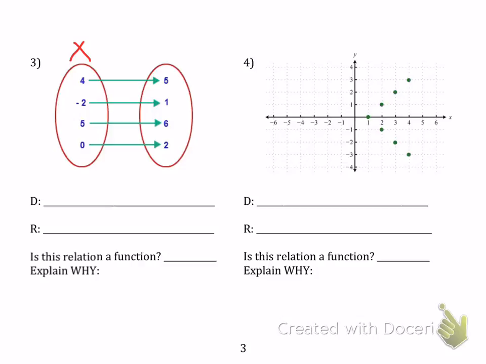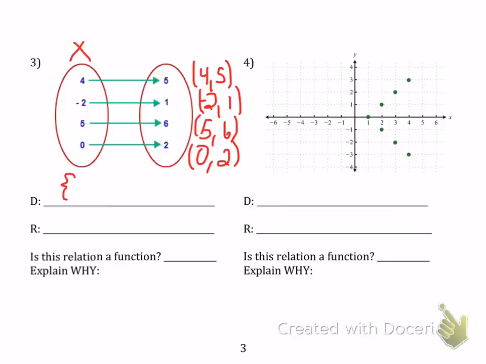So look at 4. 4 is being paired one time to 5. It's almost like giving this the ordered pair 4, 5. -2 is being paired to 1, so our ordered pair would be -2, 1. 5 is being paired to 6, so we can say 5, 6. And 0 is being paired to 2, so we can call that point 0, 2. Do any of these x values repeat?